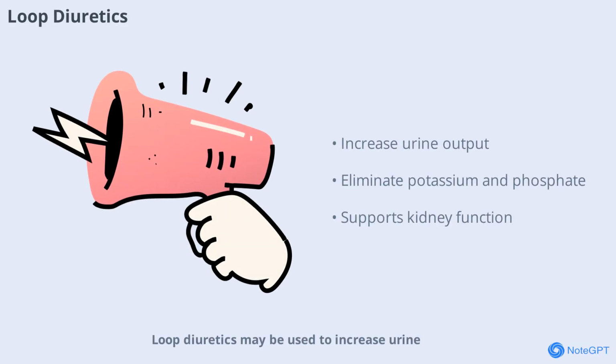Loop diuretics may be used to increase urine output and help eliminate excess potassium and phosphate. These medications support kidney function and can be an important part of the management strategy for tumor lysis syndrome, especially in patients with adequate kidney function.